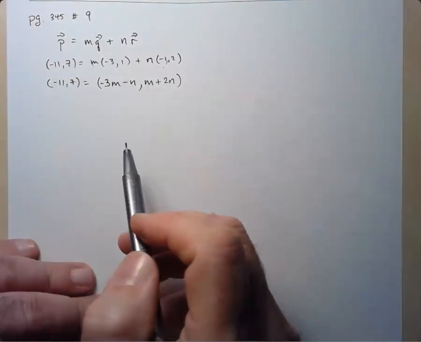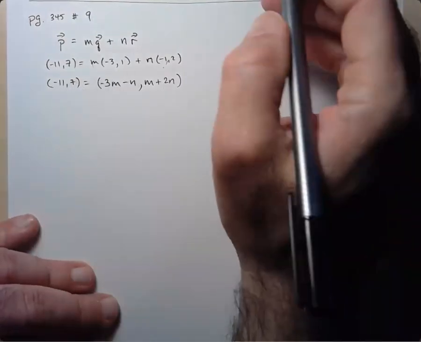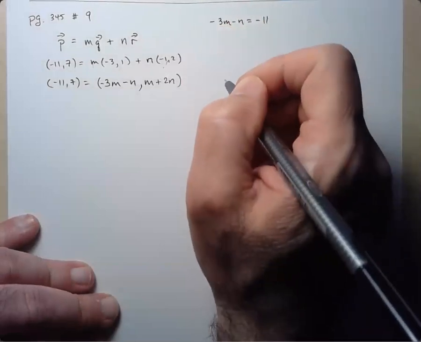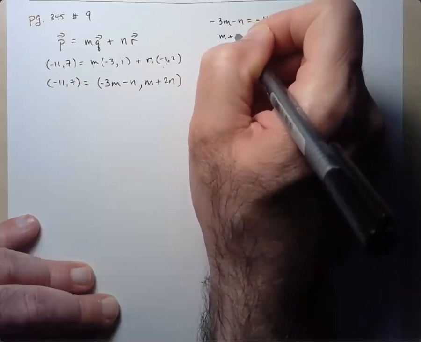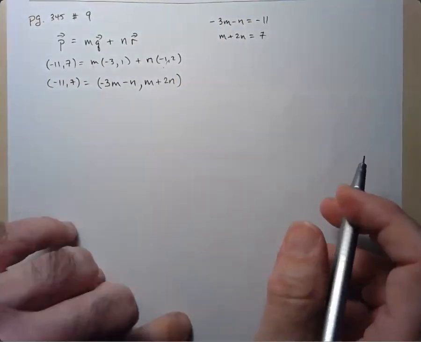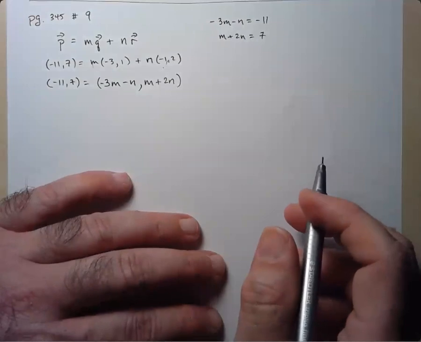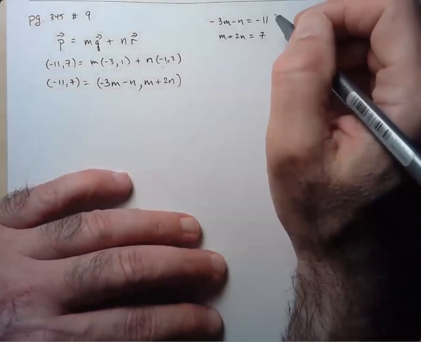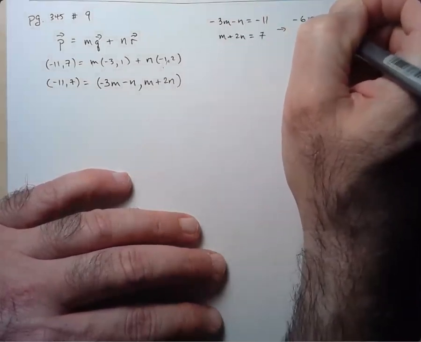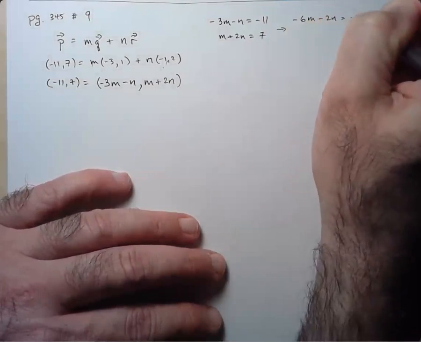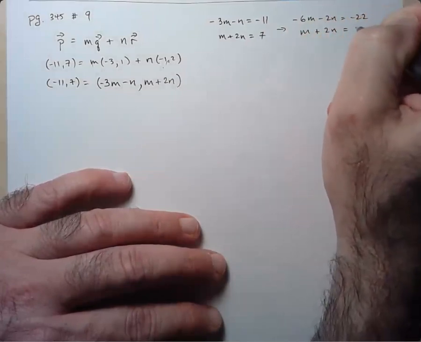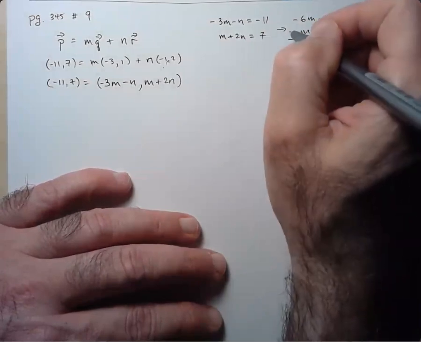And now that I have the equality of vectors, I know that the x components have to be the same. So -3m minus n has to be equal to -11. Okay, and I know that m plus 2n has to be equal to 7. Okay, and you solve this as you like. This will be fine using substitution, but I'll use elimination. So I'll multiply the top one by 2, I guess. So here we have -6m minus 2n equals -22. And then here we have m plus 2n is equal to 7. That doesn't change. And here we're going to add them together.